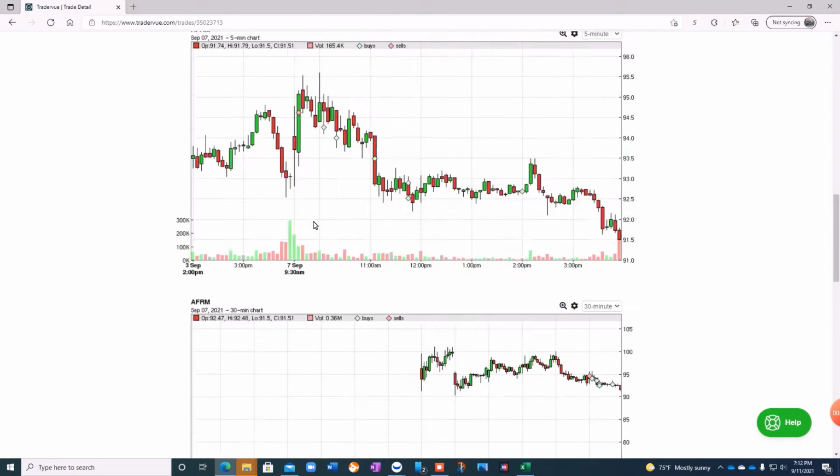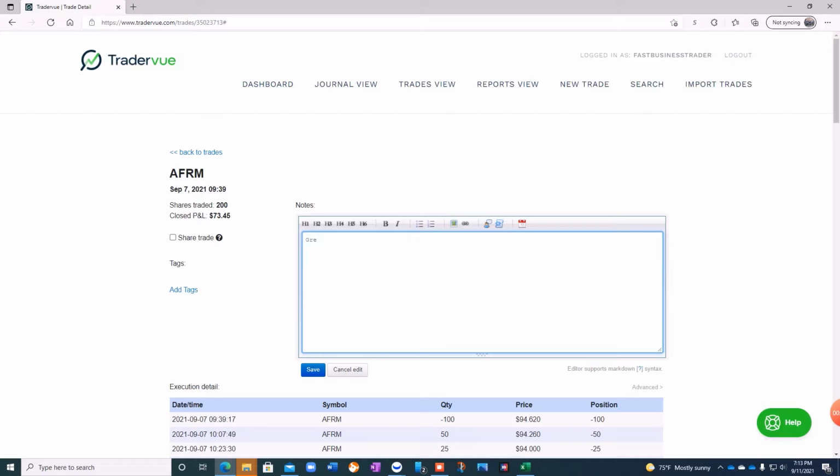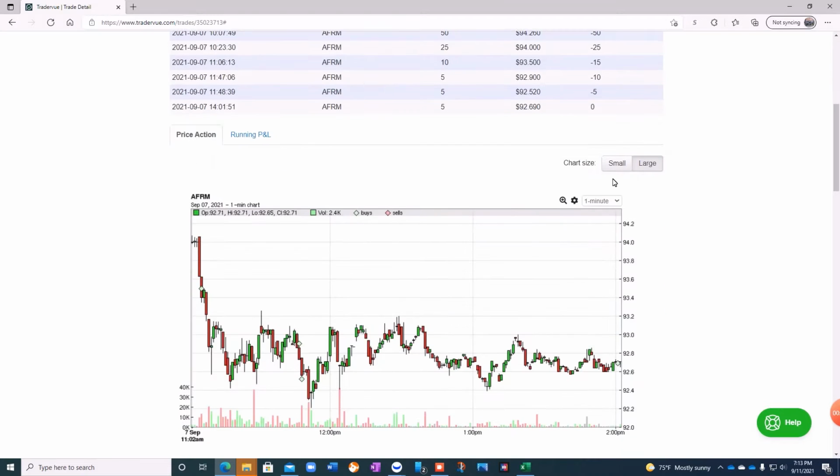For this one, I would say that was a great entry and great risk management. However, you need to monitor the trade better and get the most out of the trade. Okay, so we're going to save this here, and this is complete for me.